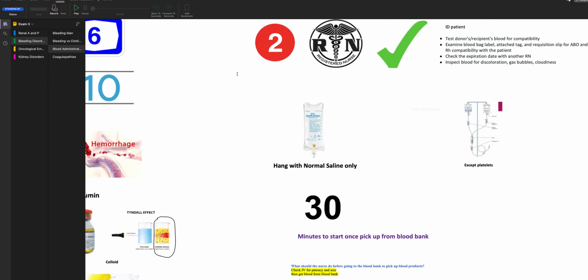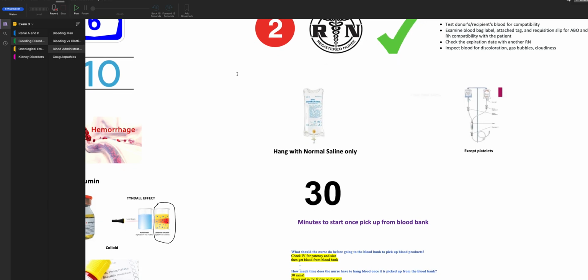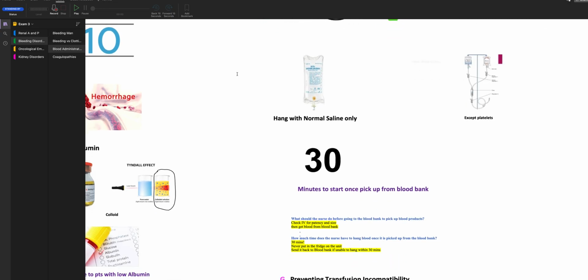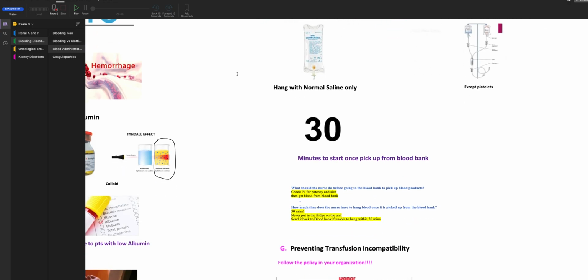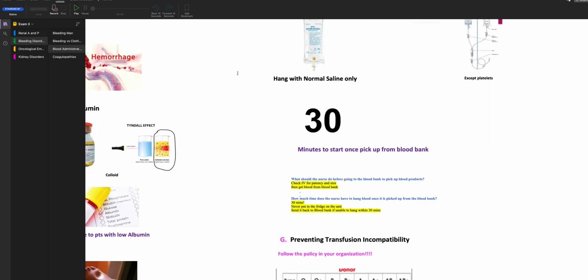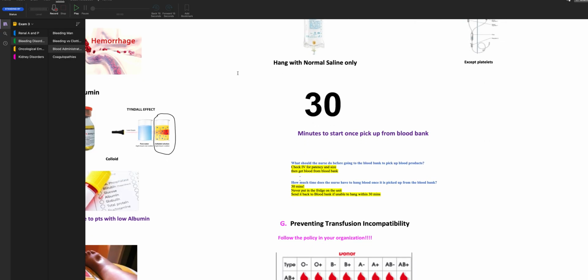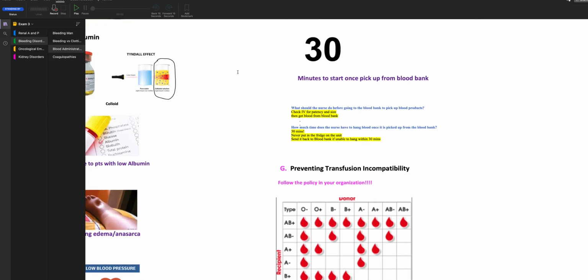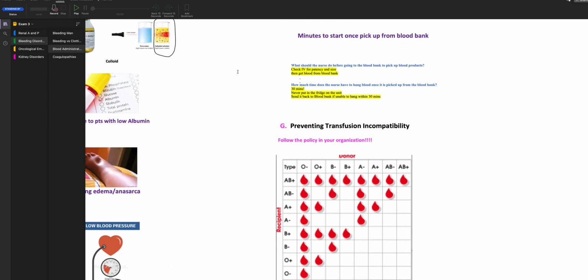All right. So once the blood product is up, you cannot hang blood for longer than 4 hours. And for older adults, you want to run it as slow as you possibly can for the whole time. All right. So to prevent transfusion incompatibility, you follow the policy in your organization.